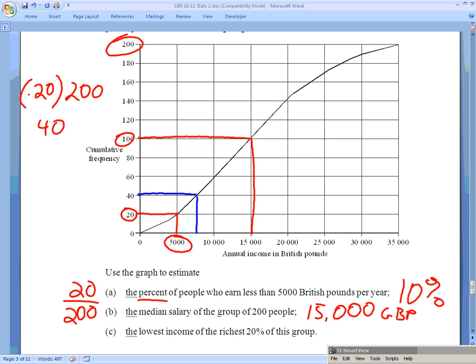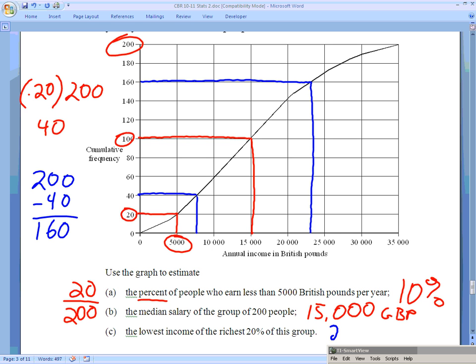So the richest 40 people, the easiest way to do that would be take 200, subtract 40. So everybody 160 and higher would be the top 20%. So the 160th person and above. So I follow from 160 until I hit the graph, bring it straight down, and in between 20 and 25,000, but not smack dab in the middle. So approximately, we could say maybe 23,000. That's the lowest income of the top 20%. So anyone who's making 23,000 or more would be in that top 20%. And this is a cumulative frequency graph.